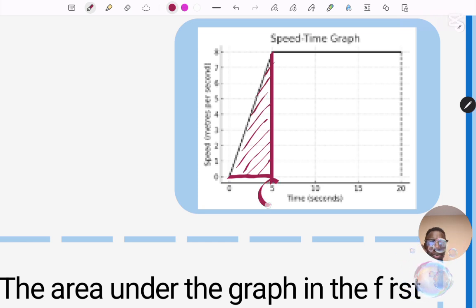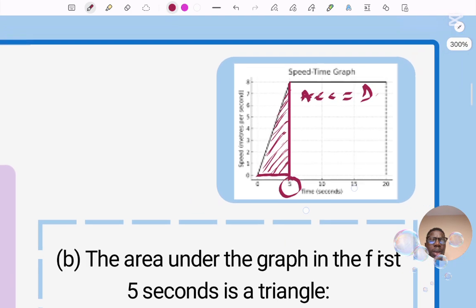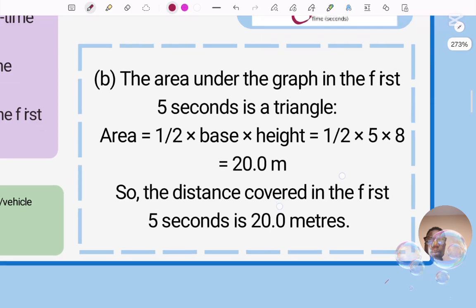The reason is because this is 5 seconds here. At 5 seconds, we can see that we have a triangular shape here. To find the distance under a speed time graph is equivalent to the area. So area is equal to the distance. If you find the slope of a speed time graph, obviously you are looking for the acceleration, but we are not there yet. We'll come back to that later.